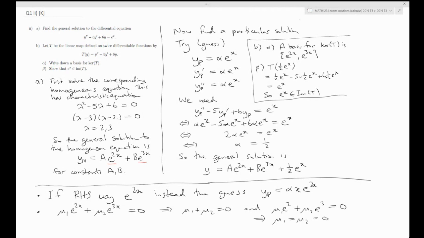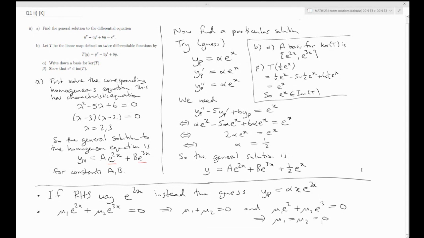Yes, Joshua points out that, in my answer to the first question I've noted here, if x times e to the 2x was also in the homogeneous equation, then you have to go another step further and multiply by x again in your guess. Yeah.